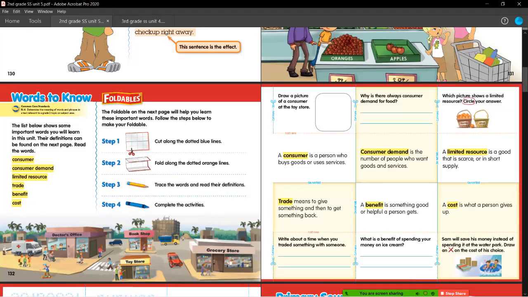Consumer demand is the number of people who want goods or services. Why is there always consumer demand for food? So why do you think there's always people who want food? Write your sentence on the line above.